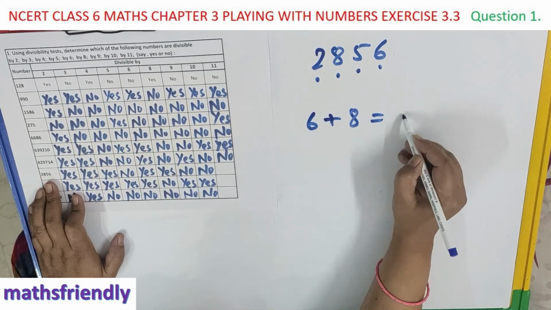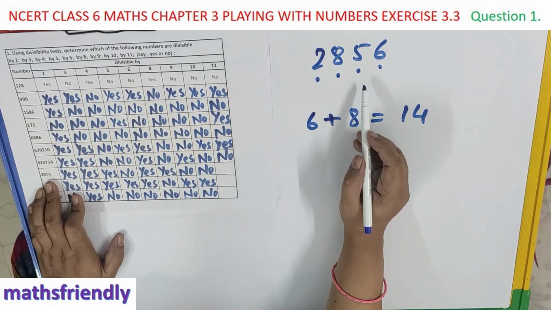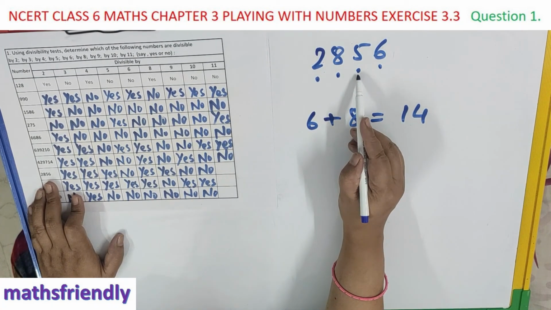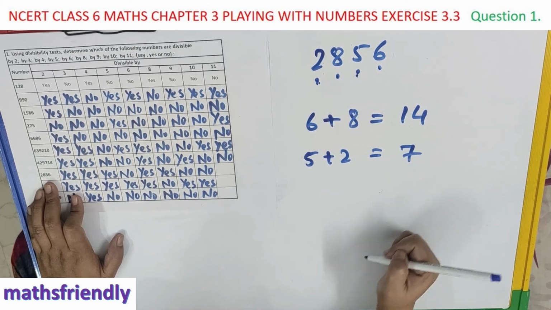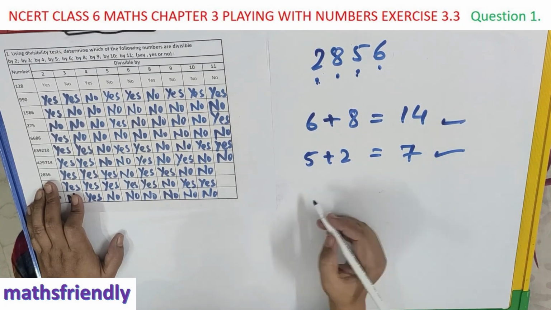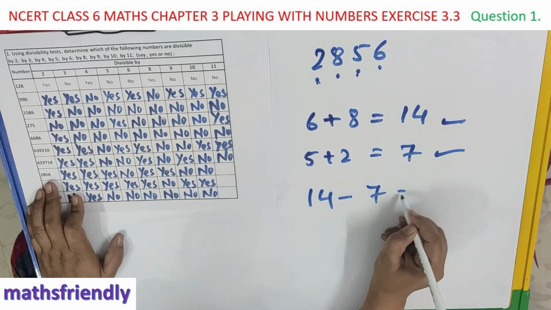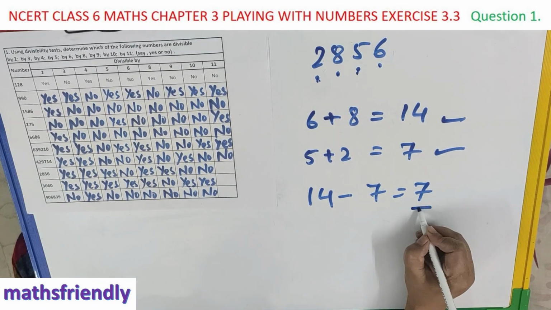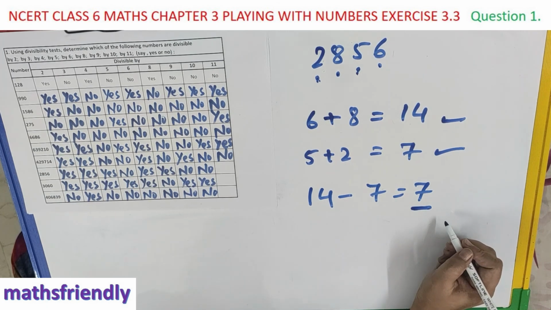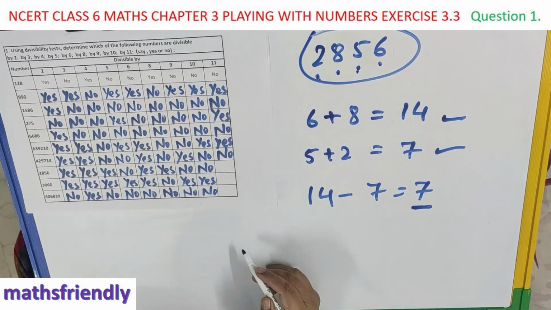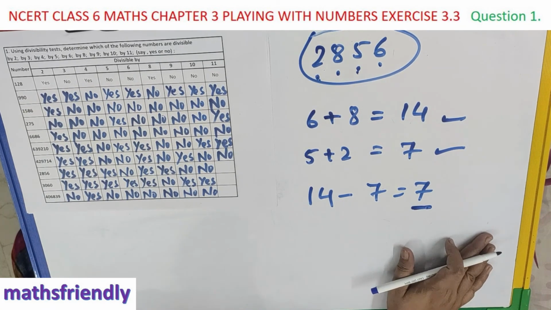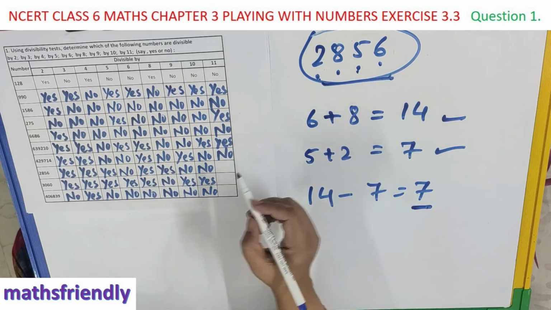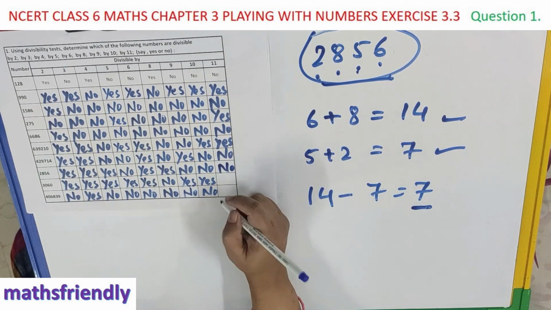6 and 8 we will write, we will find the sum of these two, and then we will find the sum of the digits at even places, second place and fourth place. 5 plus 2, we will add them, it is 7. Now we will find the difference of these two. So what will be the difference? 14 minus 7, it is 7. It should be either 0 or a multiple of 11 to be divisible by 11, but it is 7. It means this number is not divisible by 11, right?